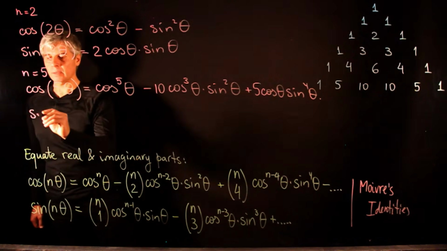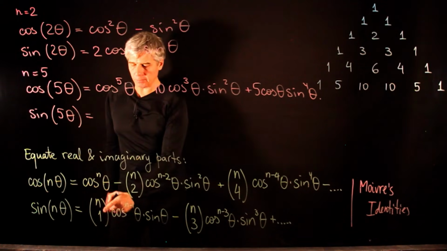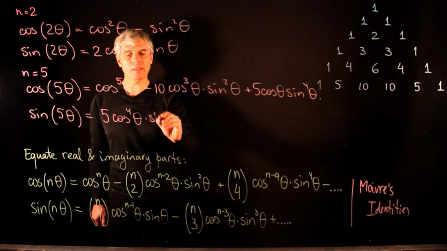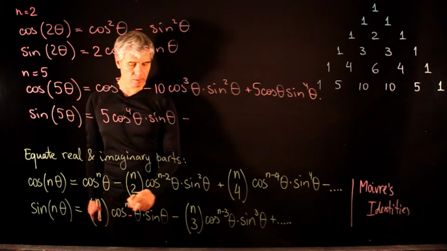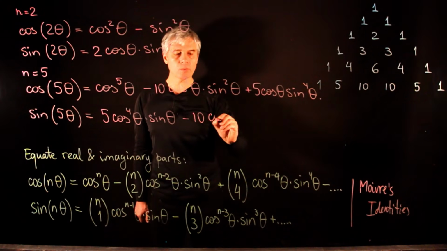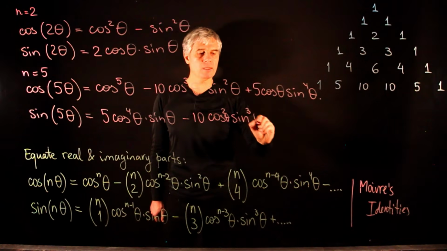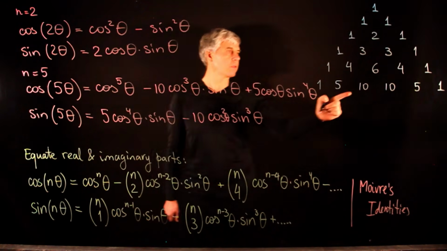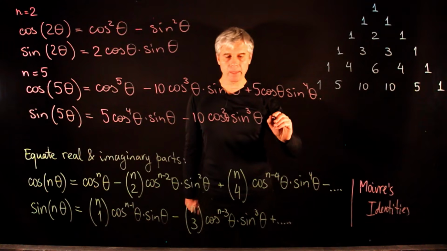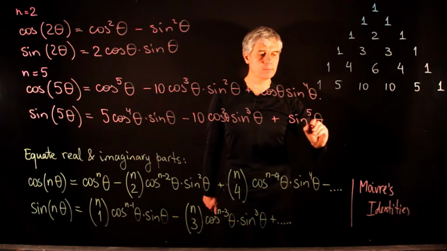And for sine of 5 theta, we will get 5 choose 1, that's 5 cos to the power of 4 theta times sine theta, minus, then 5 choose 3, that's 10 cos squared theta times sine cubed theta. And then the next coefficient will be 5 choose 5, so this is 1. So plus sine to the power of 5 theta.